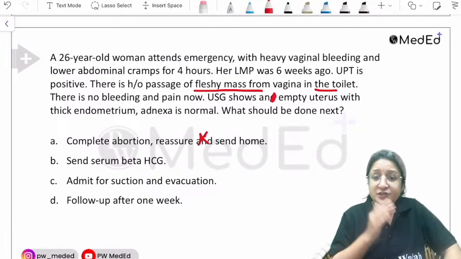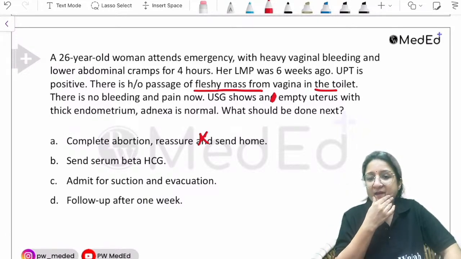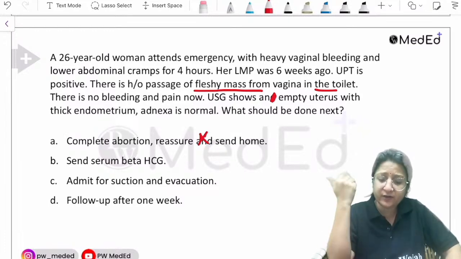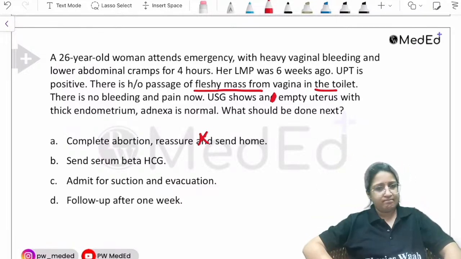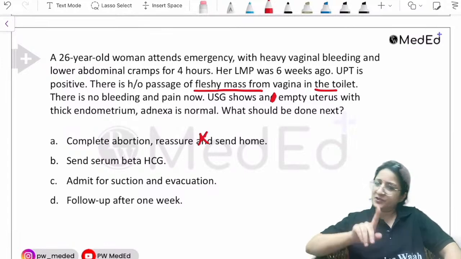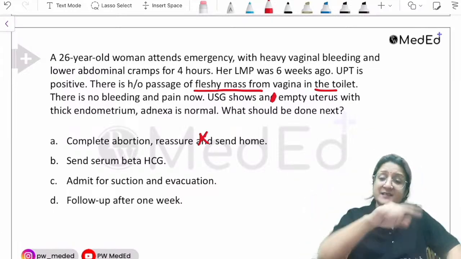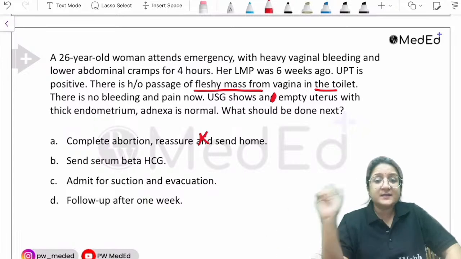The second thing, she says that I passed this fleshy mass in the toilet. Let's say, for example, in this particular case, she says that this is my ultrasound from 1 week ago. She's 6 weeks, she says 1 week ago I had done an ultrasound. At that point, there was a gestational sac. Now there is bleeding, and now she has passed it in the toilet.